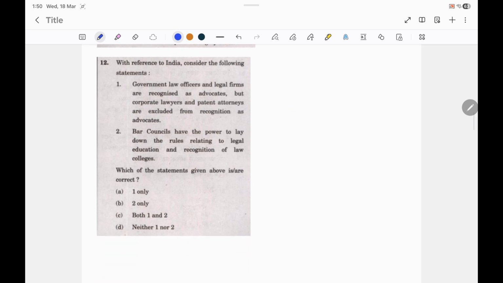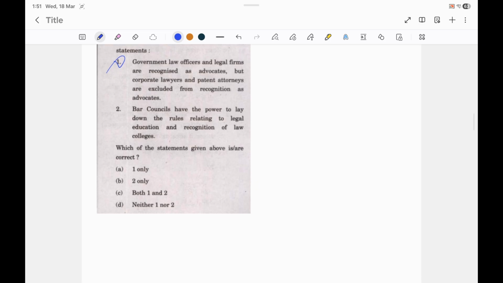Now moving to the last question. With reference to India, consider the following statements. Government law officers and legal firms are recognized as advocates, but corporate lawyers and patent attorneys are excluded from recognition as advocates. So this is not correct because everyone having a law degree is recognized as an advocate. The Bar Council has the power to lay down the rules and regulations relating to legal education and recognition of law colleges. So this is correct. The Bar Council has that authority according to the Advocates Act 1961.